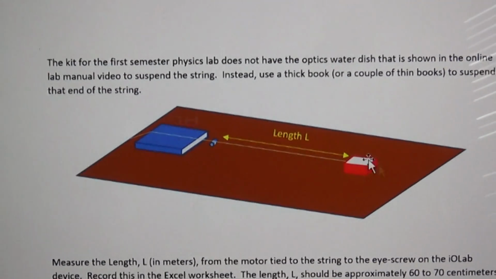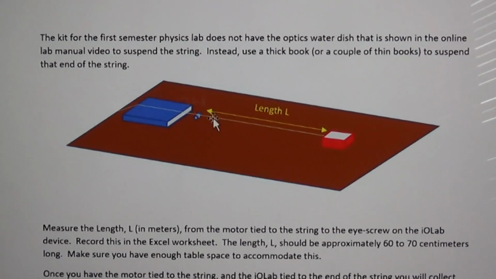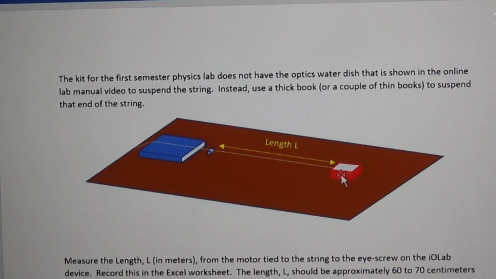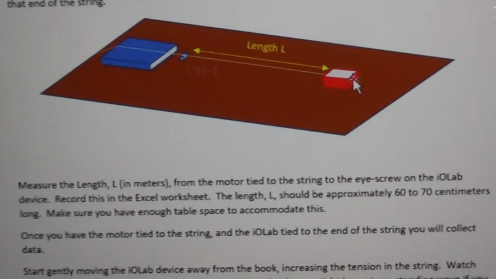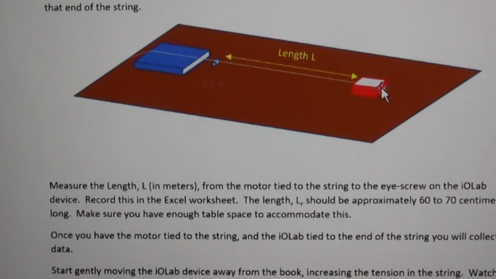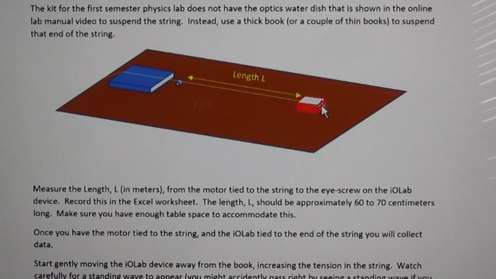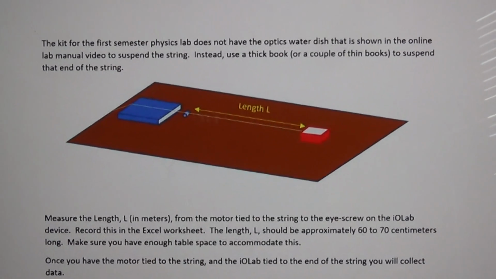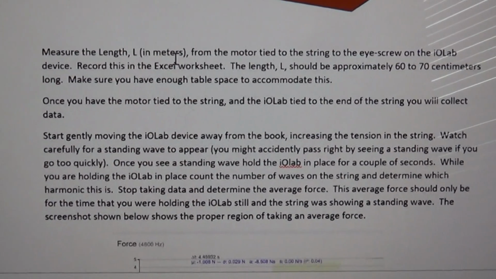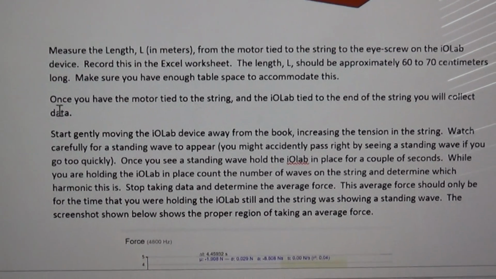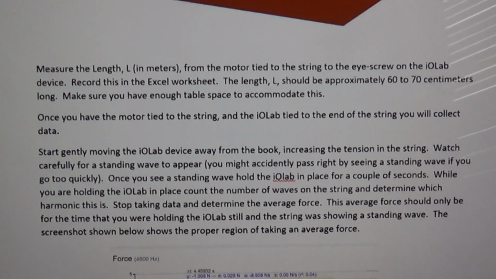Okay, then you've got that tied off. And you're going to put one hand on the iOLAB, and you're going to push it away from the motor, thus increasing the tension in the string. And you have to hold that iOLAB with your hand so it doesn't move when taking data. So once you have a particular standing wave, let's say for n equals 2, you have to hold it and take data with the iOLAB software. And I'll show you that too. Okay, so we have the measured length L in meters. If you measure 65 centimeters, then that's 0.65 meters. And once you have the motor tied to the string and the iOLAB tied to the end of the string, you will collect data.